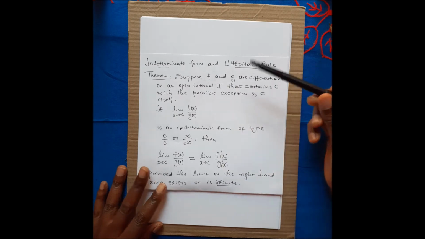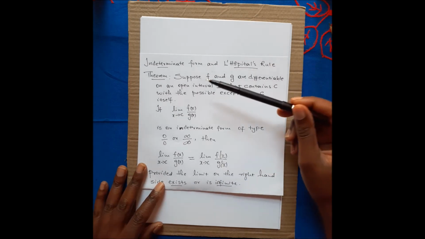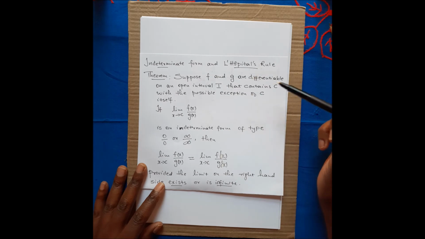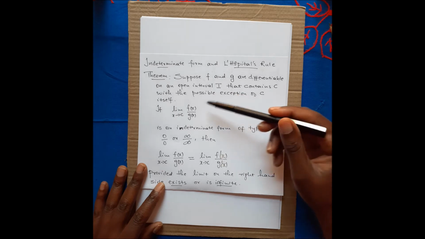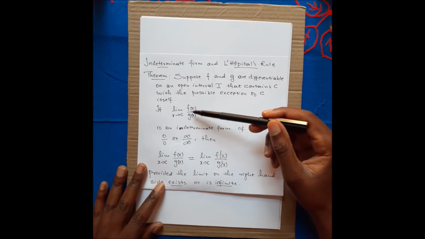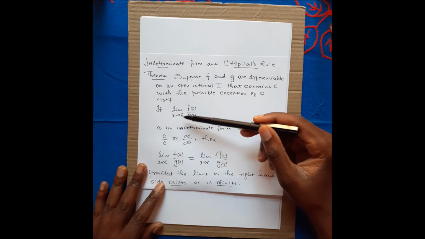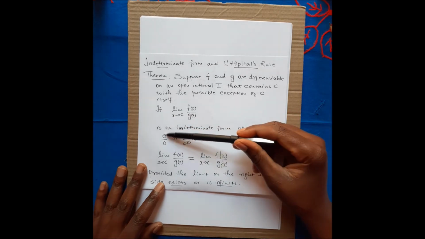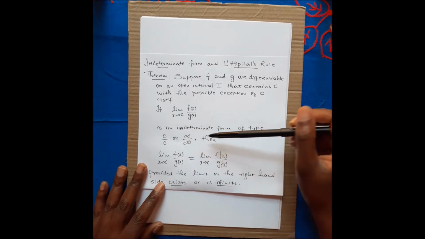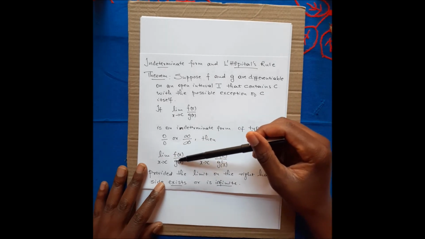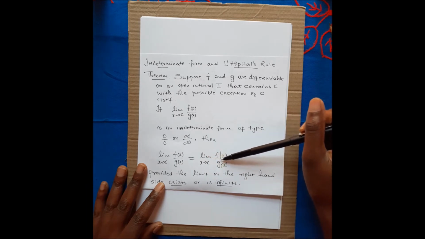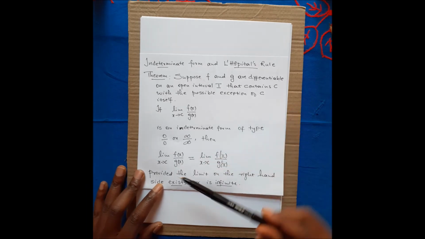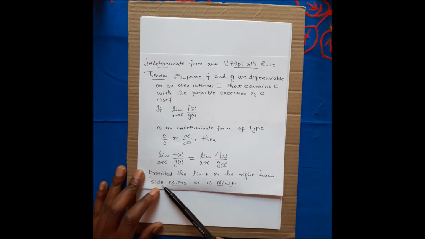We have this theorem which says that suppose f and g are differentiable on an open interval I that contains C, with the possible exception of C itself. If the limit of f of x over g of x as x is approaching C is an indeterminate form of the type 0 over 0 or infinity over infinity, then the limit of f of x over g of x as x approaches C is equal to the limit of f prime of x over g prime of x as x approaches C, provided the limit on the right hand side exists or is infinite.